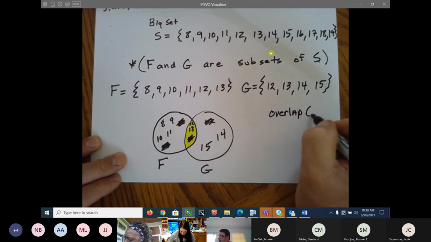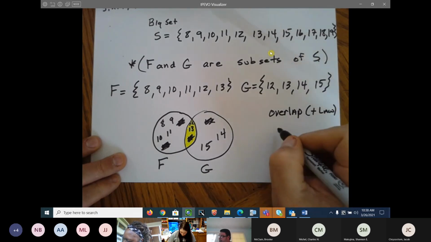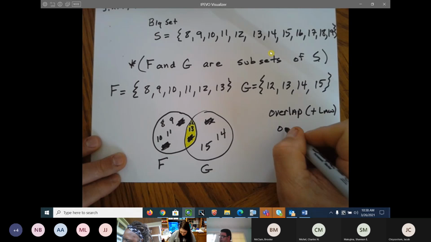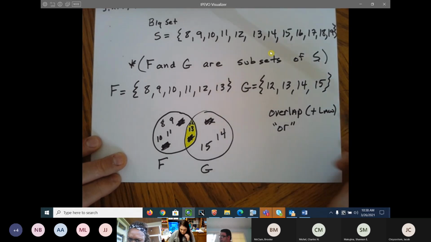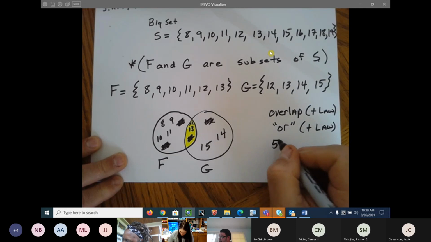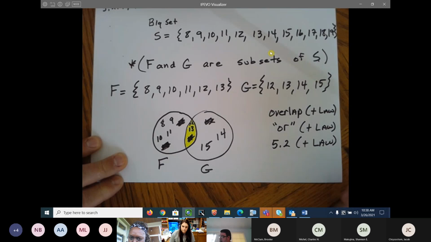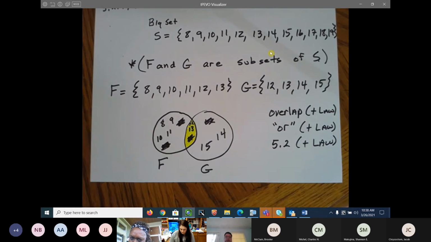Overlap means the additive law. What else do we have? Well, in a minute, they're going to ask you for something or something, and that's the additive law. And we're in 5.2 homework, and that tells you the additive law. So why would you do the multiplicative law on this problem? Students do it. Let's go back to the equation.